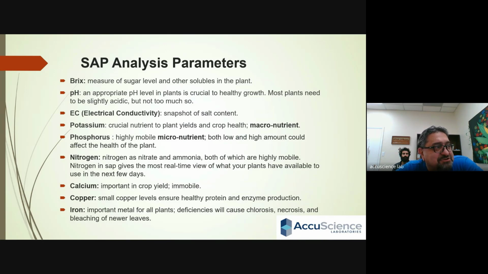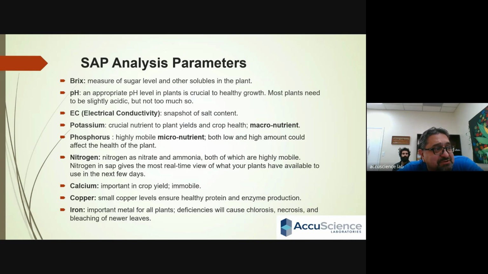The next parameter that we test is electrical conductivity. That's a snapshot of the salt content. Potassium, as you all know, is very crucial for plant yield and crop health. Phosphorus, highly mobile, is a macronutrient. Both low and high amounts could affect the health of the plant. And nitrogen, as nitrate and ammonia, both of which are very highly mobile.